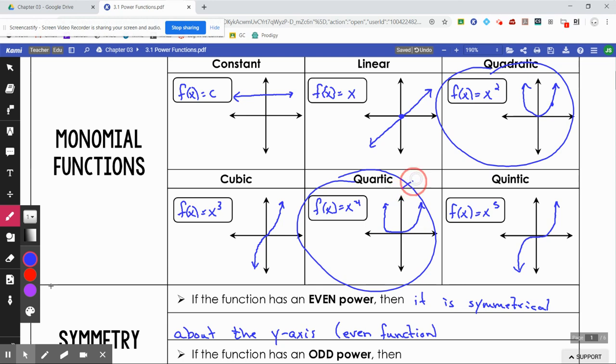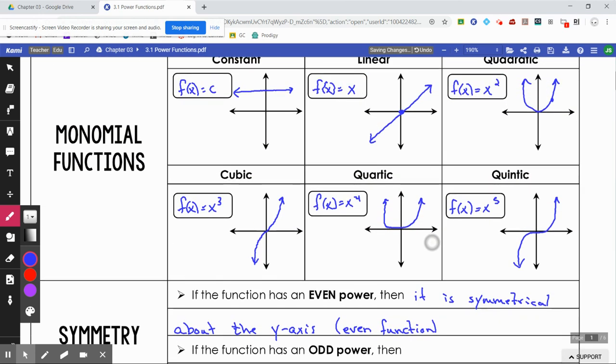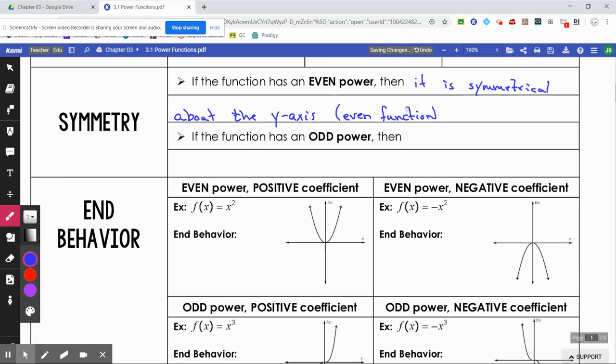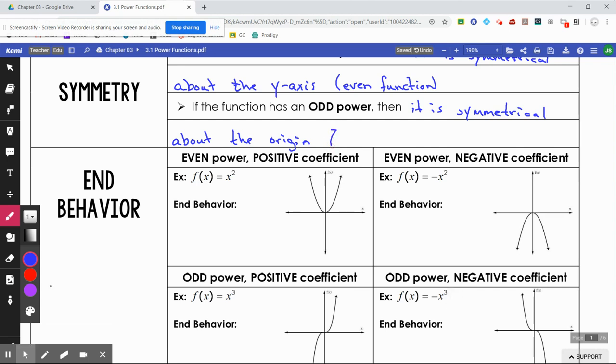Those are both even functions. So the next one, if a function has an odd power, x to the first, x to the third, we see a couple of examples up here, then it will have rotational symmetry, which means you can rotate this function 180 degrees and it's going to be the exact same function back. So if it has an odd power, then it has rotational symmetry. Again, it will be symmetrical about the origin and it will be an odd function. And we remember the test that would confirm that: f of negative x would equal negative f of x.